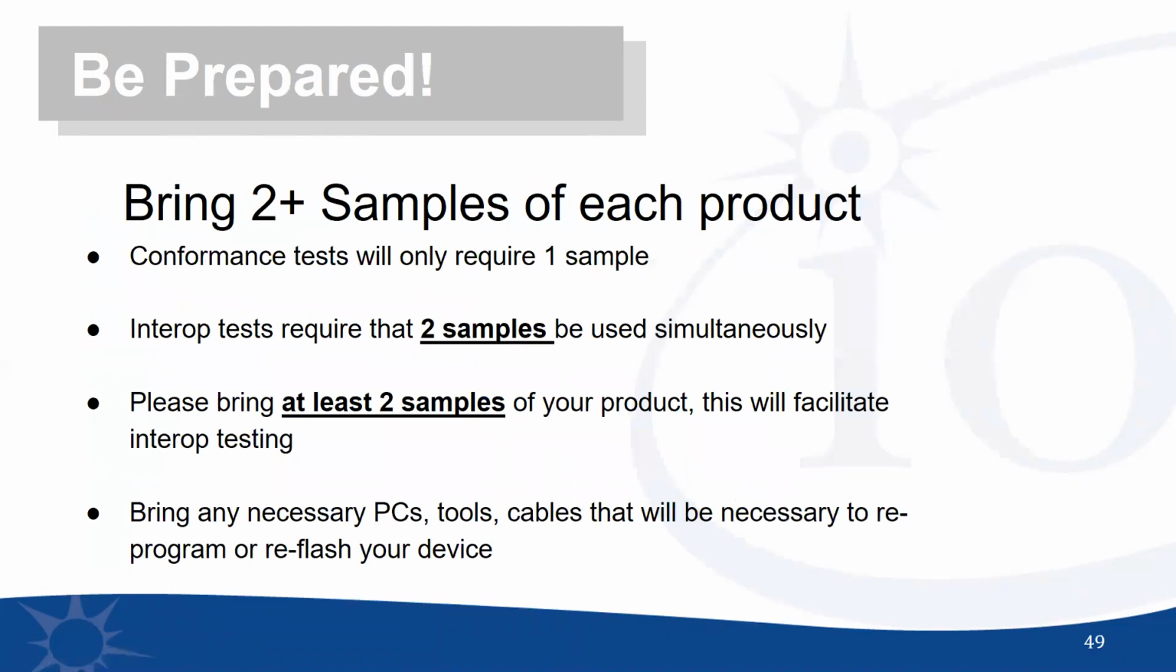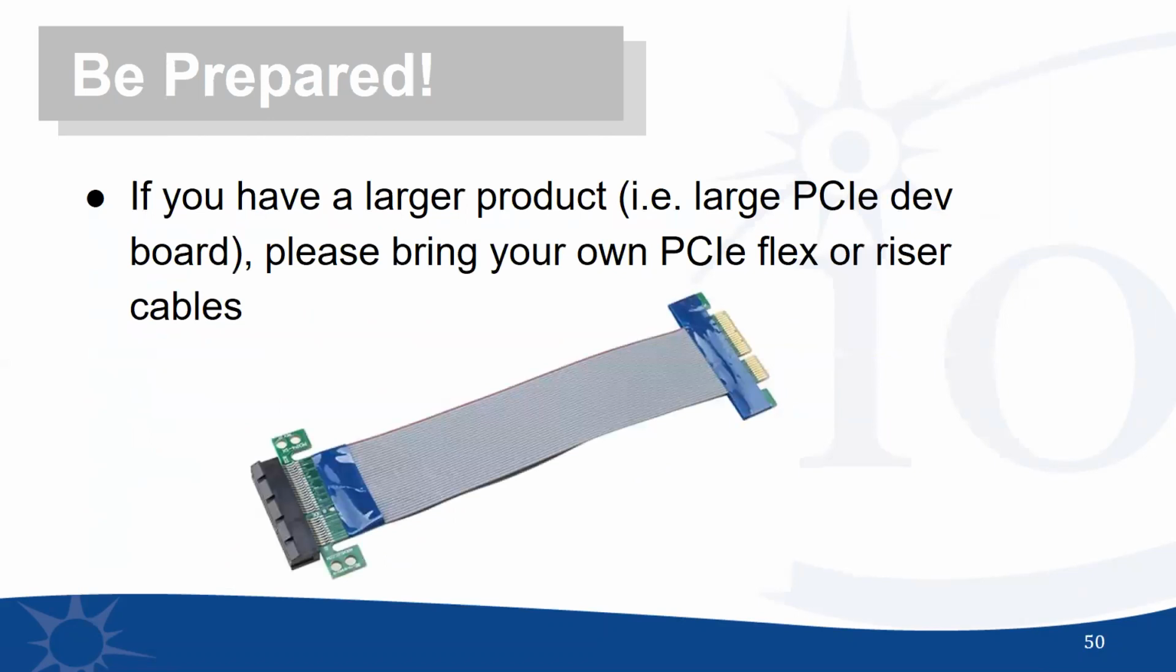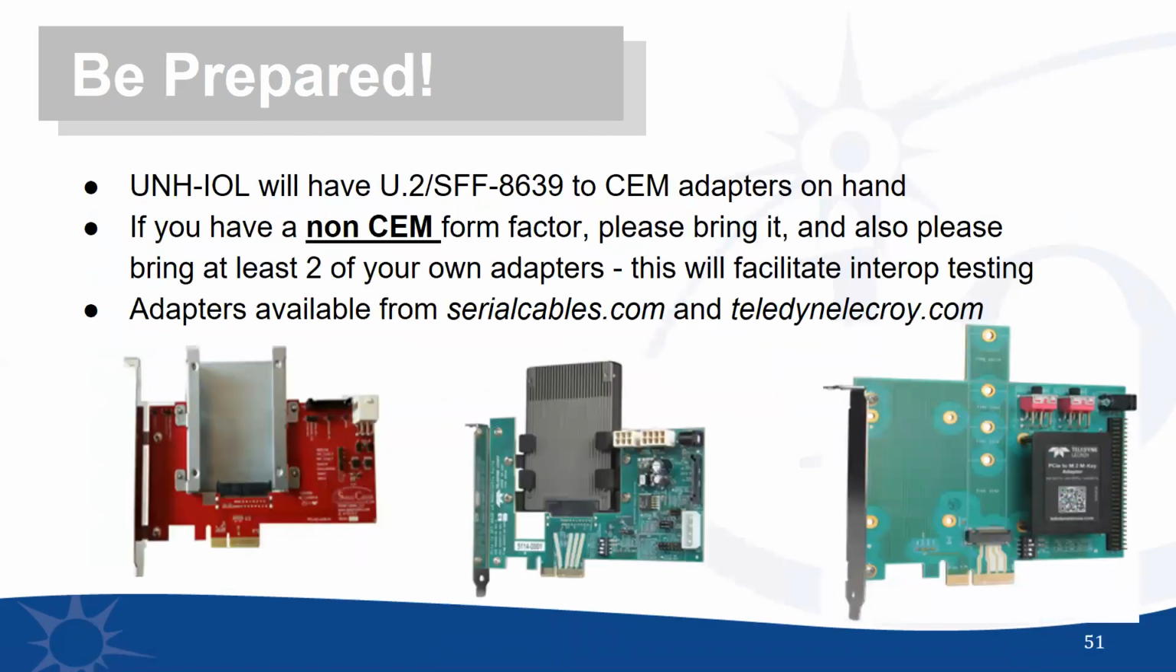Please bring 2 samples of each product. The Interop test requires 2 samples. The conformance test will only require 1. If you can bring additional samples, that could be helpful in the event that one of the samples isn't working, or if a time slot opens up and you're able to test another station. If you require any special adapters, we ask that you please bring those. We only have a very limited amount.